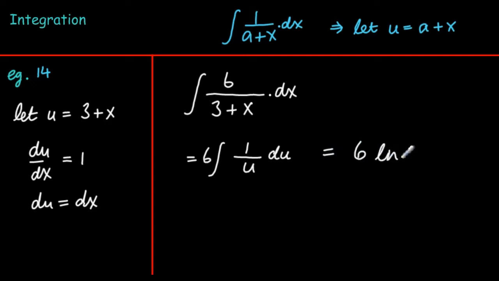The integral of 1 over u is natural log of u, and we add on our constant of integration. Now remember that u is 3 plus x, so we'll sub this back in. 6 times ln 3 plus x plus c.